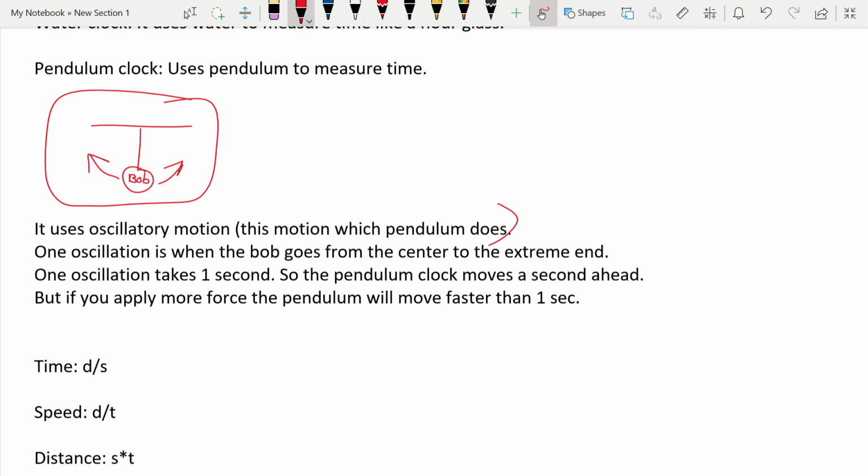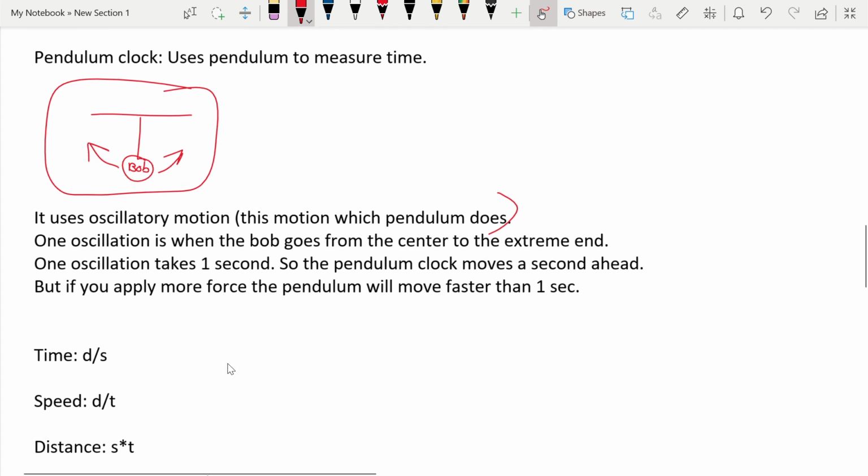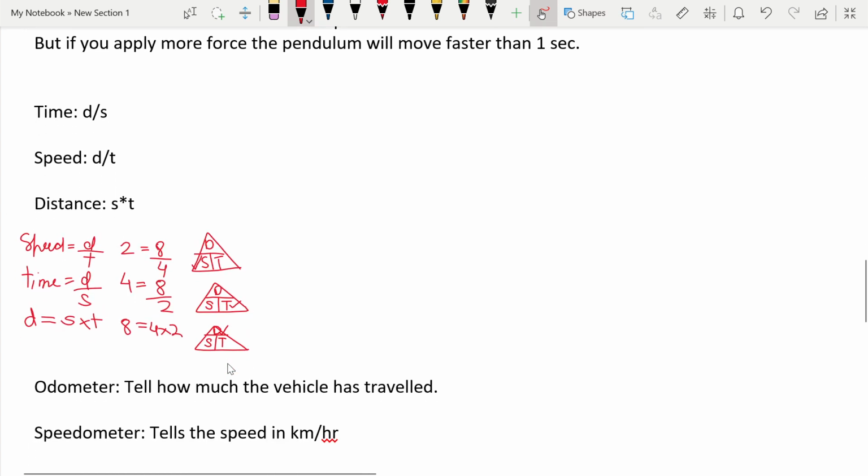So the pendulum clock moves a second ahead, right? So the needle keeps moving. But if you apply more force to a pendulum, it will move faster than 1 second. Now time. Time is equal to distance by speed.